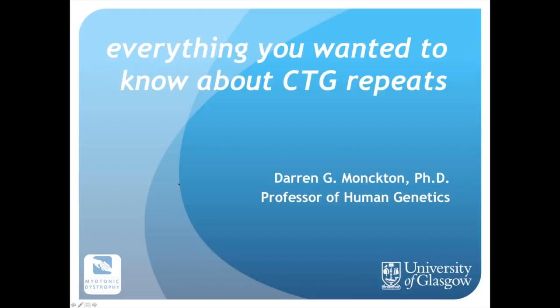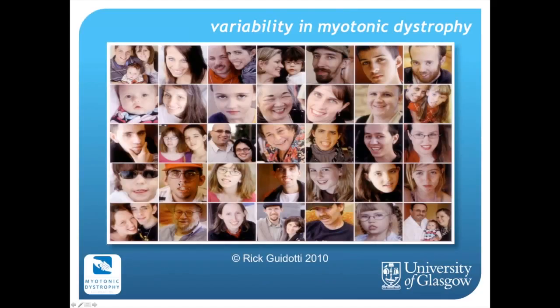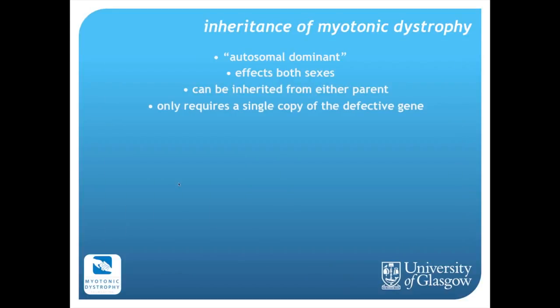So we know that myotonic dystrophy is an incredibly variable disorder. Individuals can be affected with the condition at a wide range of different ages, and the absolute severity and the presentation of symptoms is very different from one individual to another. The CTG repeats are certainly important in that, but as we'll come back to later on, it's not the only thing that affects the absolute presentation of the disease in any one given individual.